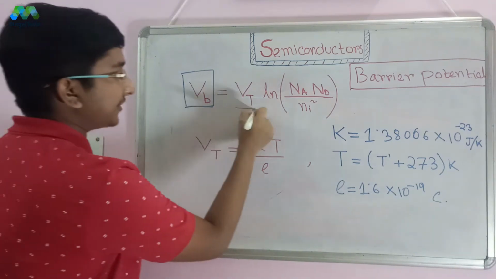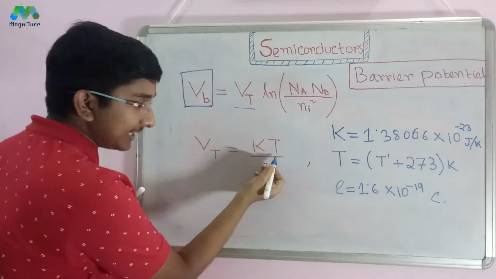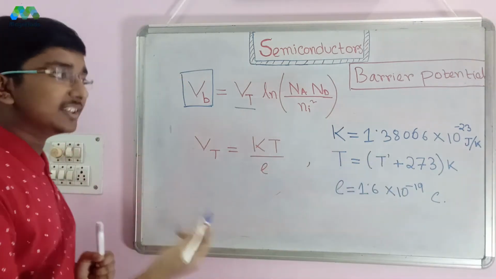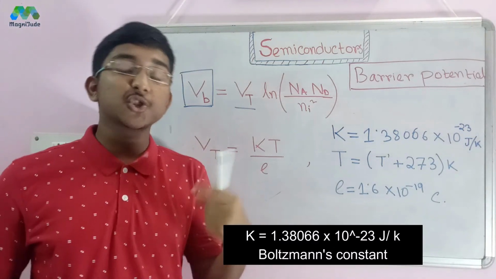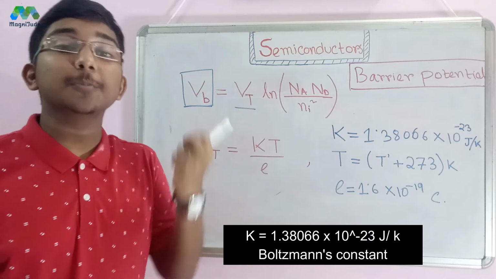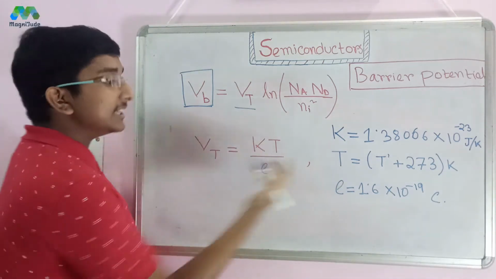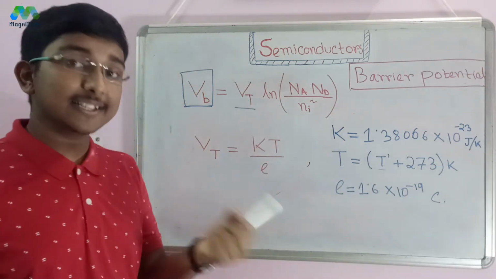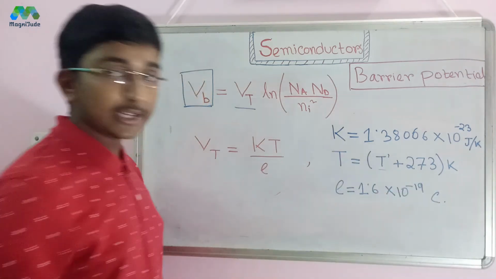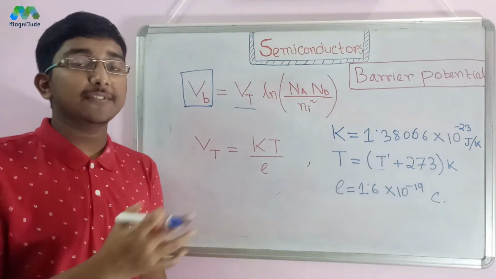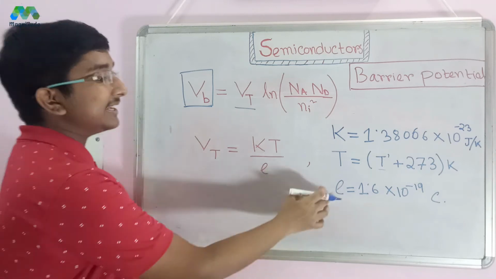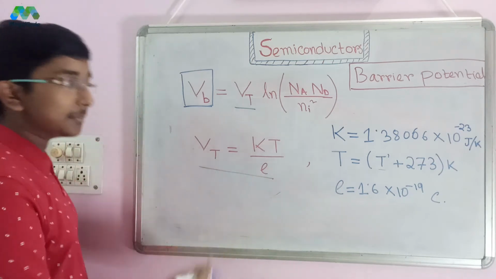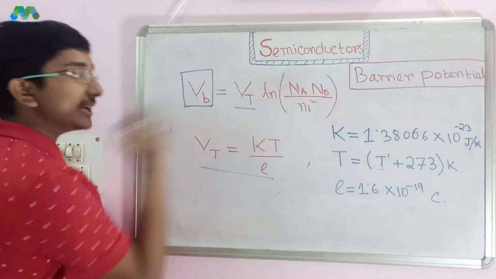So firstly, what is Vt? Vt means KT by E. So what is K, T and E? K equals 1.38066 into 10 to the power minus 23 joule per Kelvin. You all know that this is the Boltzmann constant. And T is the temperature in Kelvin. So if T dash is the temperature in Celsius, then we add 273 to it to find the temperature in Kelvin, that is the absolute temperature, and E is the charge of the electron. So we can find Vt. It will be a constant term if we know the temperature.